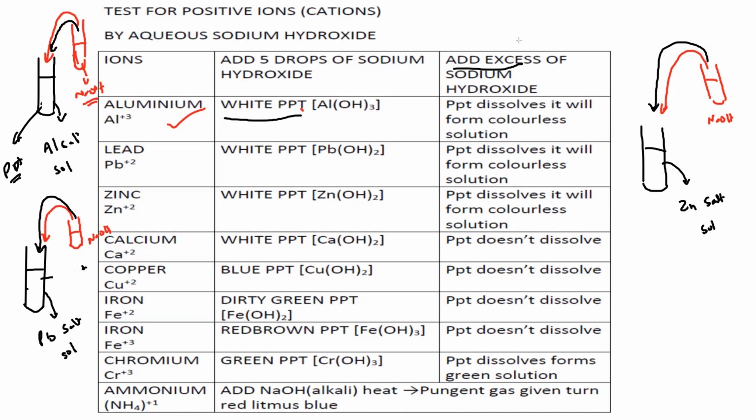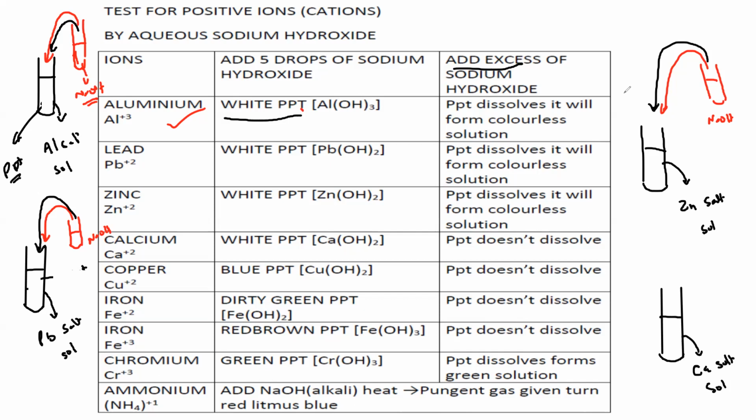The three observations. One is with the lead, first adding 5 drops and then we are adding in excess. The term excess means more than enough. If we have a calcium salt solution, for example, we have a calcium salt solution in a test tube. Salt solution, so it will be colorless for group 1, 2, 3.